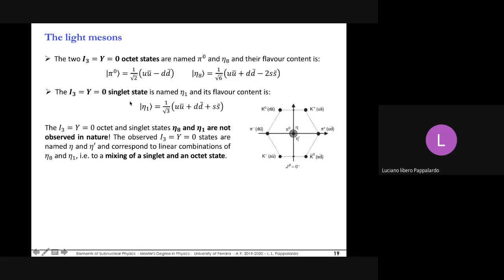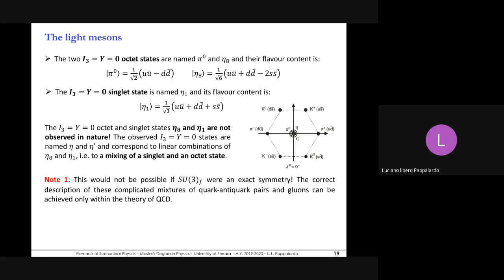Now, what is the problem here? These 2 objects, the eta 1 and eta 8, are not observed in nature. They are predicted by this flavor symmetry, by the quark model essentially, but in fact they are not observed in nature. The 2 observed states with I3 0 and hypercharge 0 are instead named eta and eta prime. These eta and eta prime mesons correspond to linear combinations of the eta 8 and eta 1, or if you like, to a mixing of a singlet and an octet state with these quantum numbers. So the real observed mesons in the octet are now those that I've seen before, and this combination eta and eta prime, which are a combination of these 2 unobserved states, the singlet state and the octet state with the 0 quantum numbers.